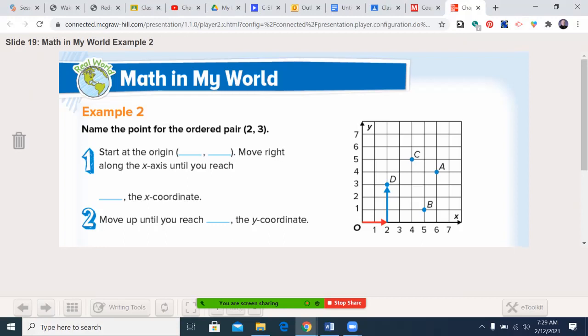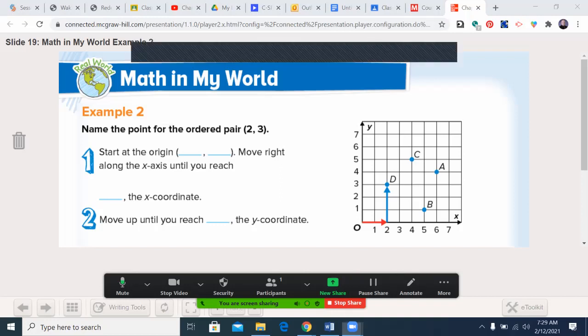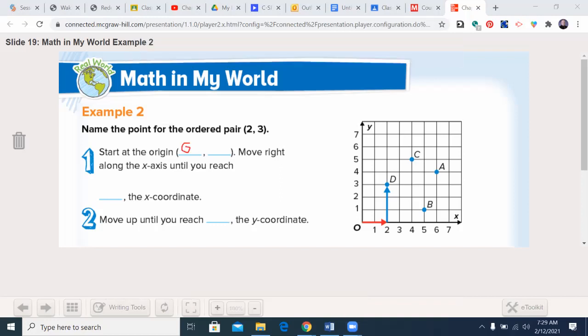Example: name the point for the ordered pair 2, 3. So I start at the x-axis, or at the origin, and that is, remember, 0, 0. So write that in. I move right along the x-axis until I reach 2, the x-coordinate. Then I move up until I reach 3, the y-coordinate. So write those in. And what point is there? D. That's what's there. That's what we'll name it. So point D is named by the ordered pair 2, 3.